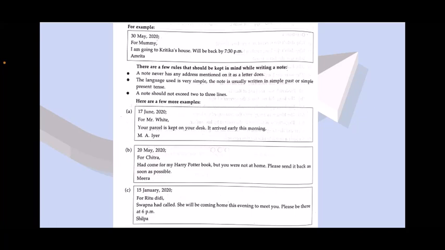So children, with this we finish explanation for note writing. Note writing is very simple. The only things you need to keep in mind are that you include the date, you write the name of the person who this note is meant for. You also write the name of the person who has written this note. Make sure that you use simple past or simple present tense when you're writing. And the note should not be very long. It should only be 2 to 3 lines. Okay, so with this we complete explanation for note writing.